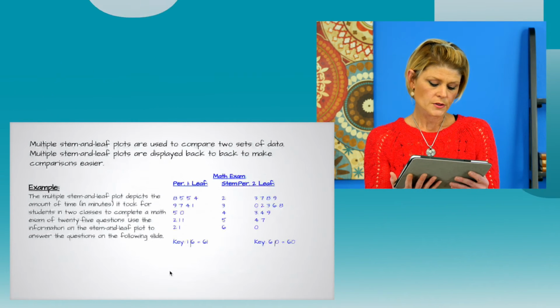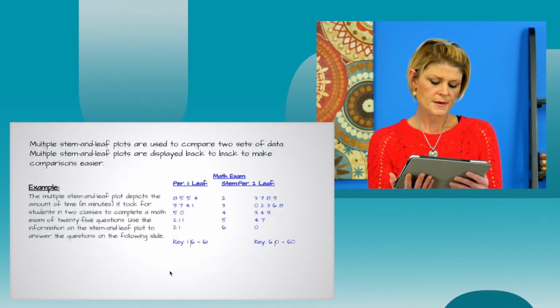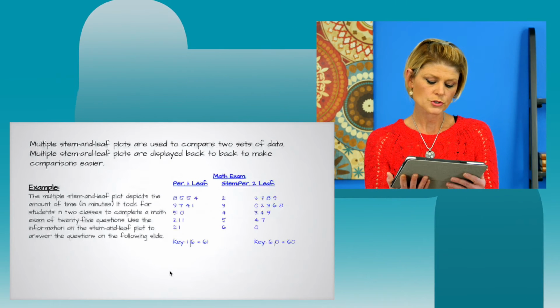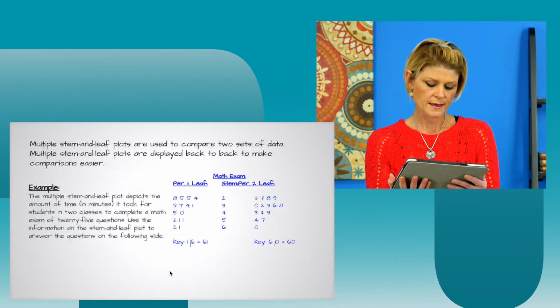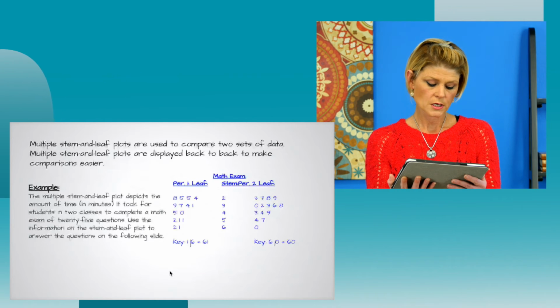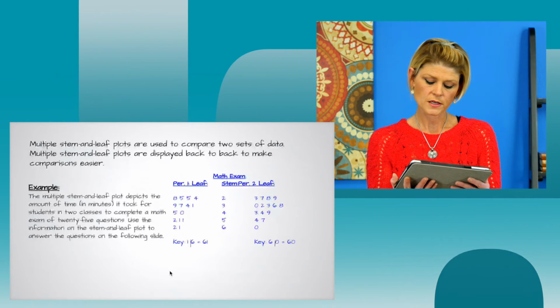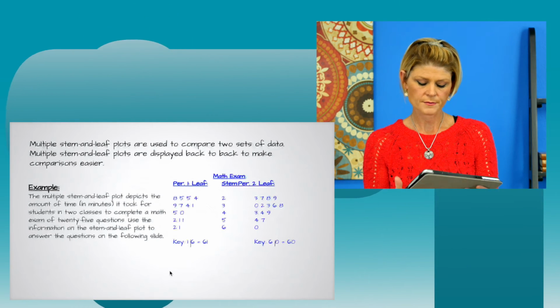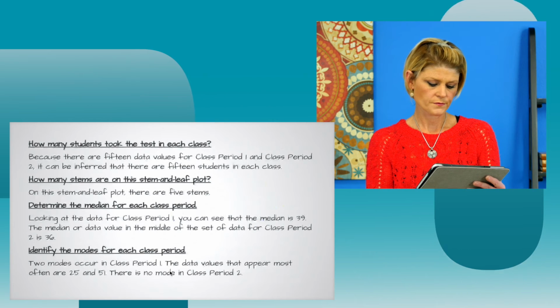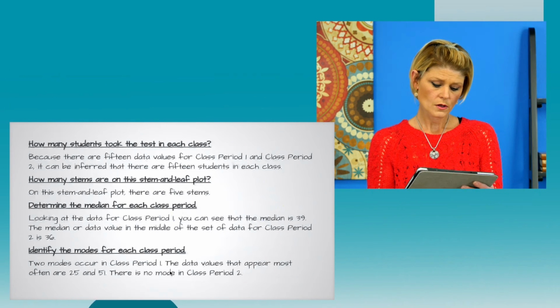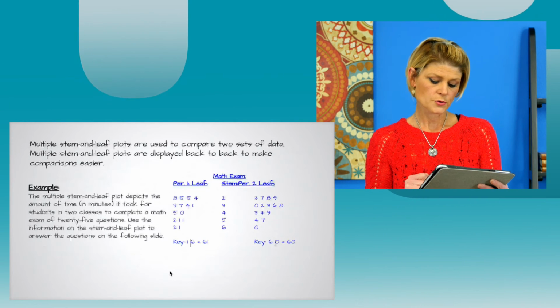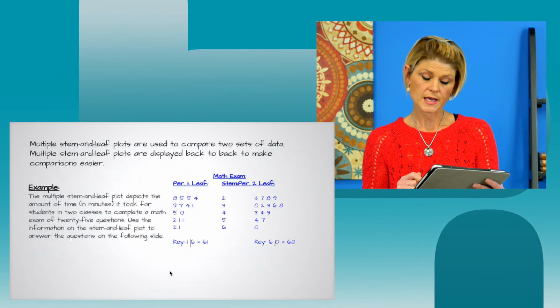Here's our example. The multiple stem and leaf plot depicts the amount of time in minutes it took for students in 2 classes to complete a math exam of 25 questions. Use the information on the stem and leaf plot to answer the questions on the following slide. And I've got the stem and leaves on the next slide as well. So if you need to, pause the video and take a look at the stems and the leaves for the math exam.